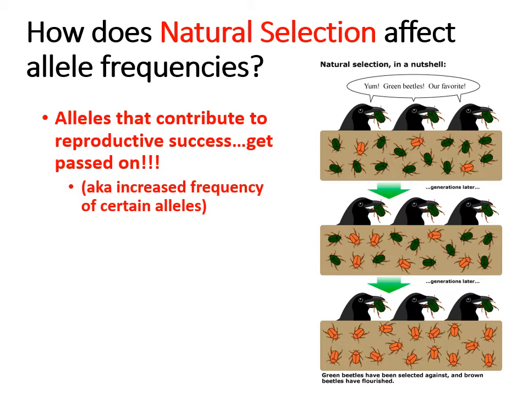Okay, so natural selection affects allele frequencies in that the alleles contribute to reproductive success, and the ones that are better suited to surviving and reproducing, those are the ones that get passed on because you have gotten to reproduce, and that's how genes get passed on. Okay, so you end up getting an increase in frequency of certain alleles that are deemed more beneficial.